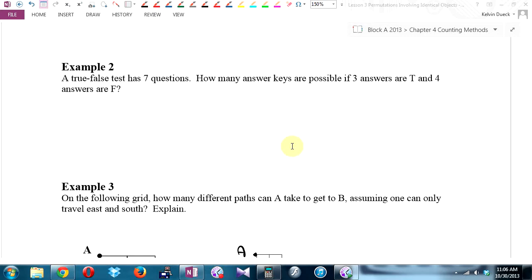A true-false test, maybe you've written one, has 7 questions. How many answer keys are possible if 3 answers have to be true and 4 answers have to be false? Well, here is one possible answer key. One possible answer key would look like this.